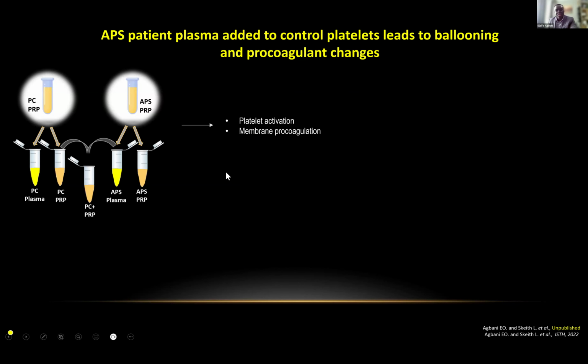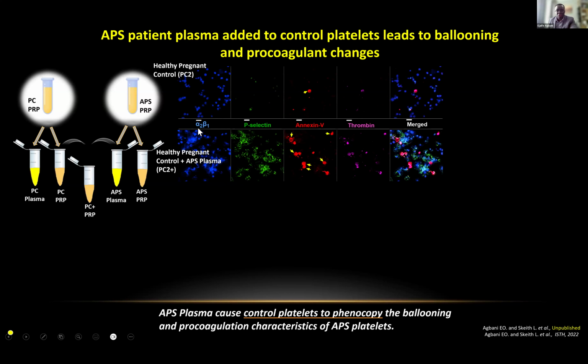So here on the top panel, we are looking at the healthy pregnant control, again marked for alpha 2 beta 1. So we know that these are platelets. And then for P-selectin, we see some activation there, and then annexin 5, one ballooned platelet there, and then thrombin. But if you compare that to the same healthy pregnant control platelets that have now been exposed to APS plasma, you see significant increase in platelet activation. Then there is also an increase in the number of ballooned platelets. Then there's also an increase in intensity of annexin 5.